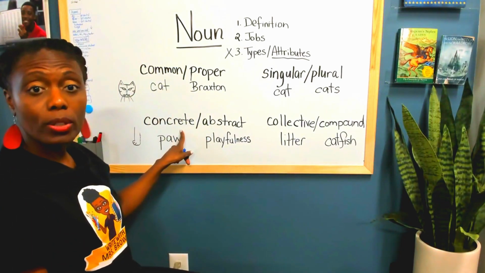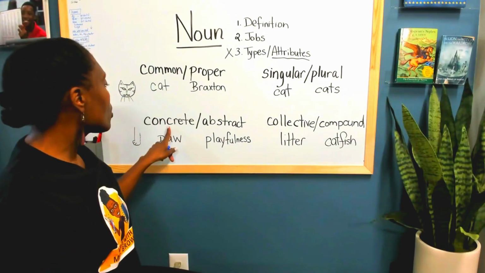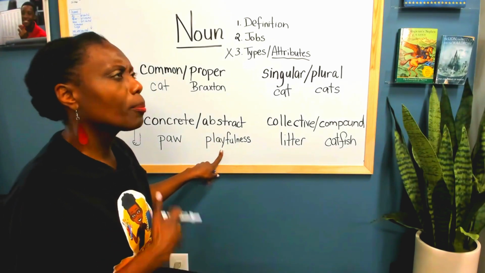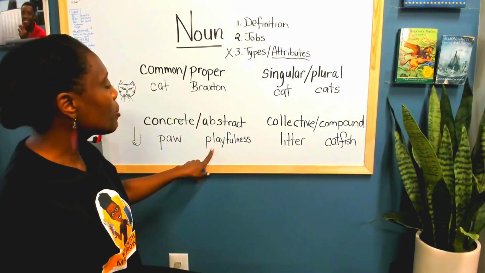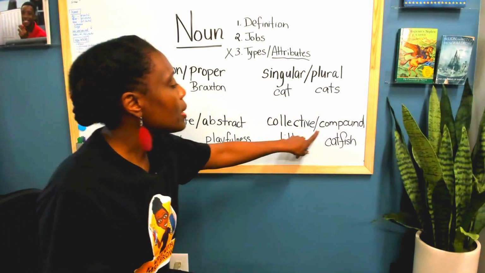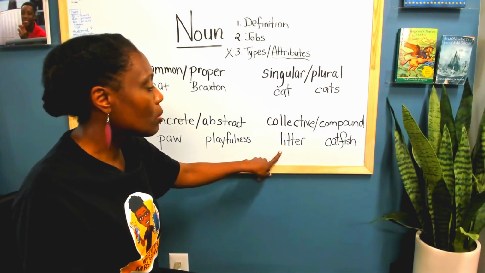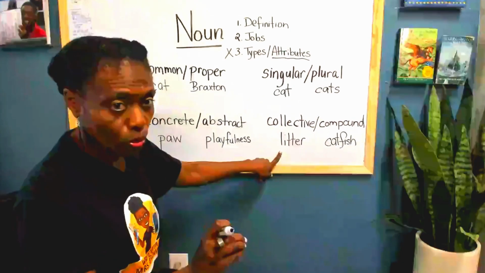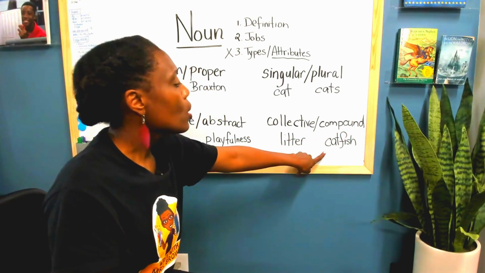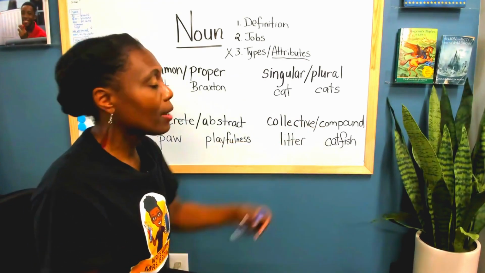Nouns can be concrete or abstract. For example, paw, like something you would touch or experience with your senses, paw, concrete. Abstract would be like a personality type. For example, playfulness. The cat's playfulness made us smile. And then last but not least, nouns can be collective or compound. Collective would be how you would refer to the noun as a group. So a group of cats or kittens would be a litter. And then compound would be two words joined together to form one word, and that would be catfish as an example.